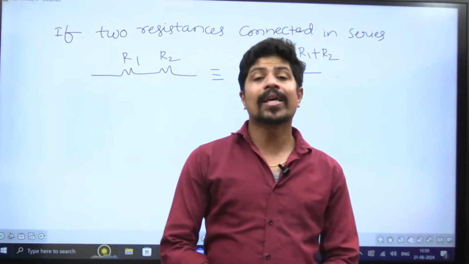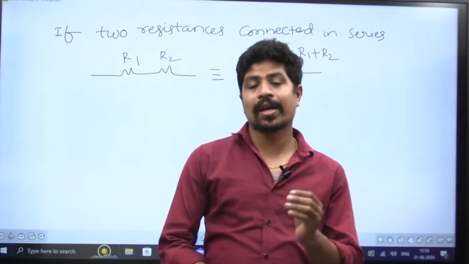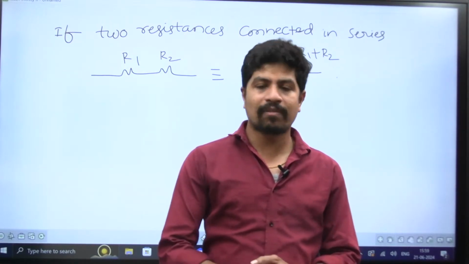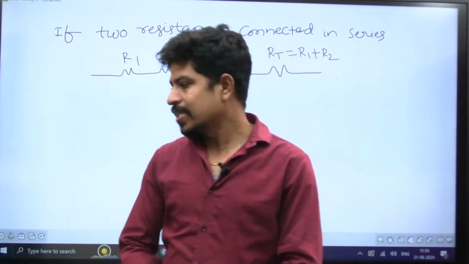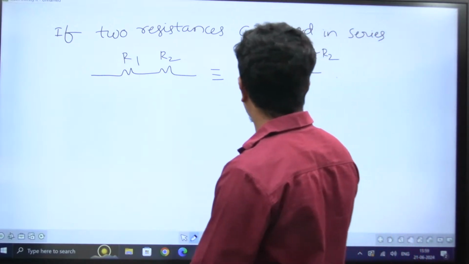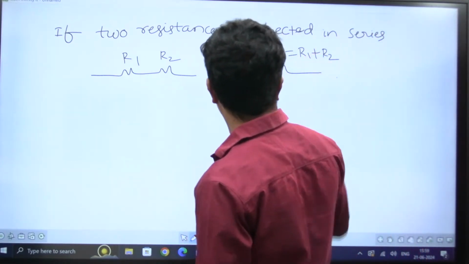See, by keeping mechanical students in mind, I'm teaching these basics. If it is for electrical, these things I never even discuss. Those are very, very simple things. Okay. So if 2 resistances are connected in series, then RT is equal to R1 plus R2.